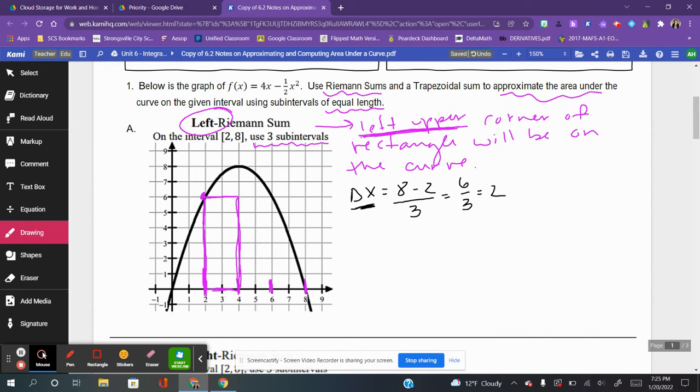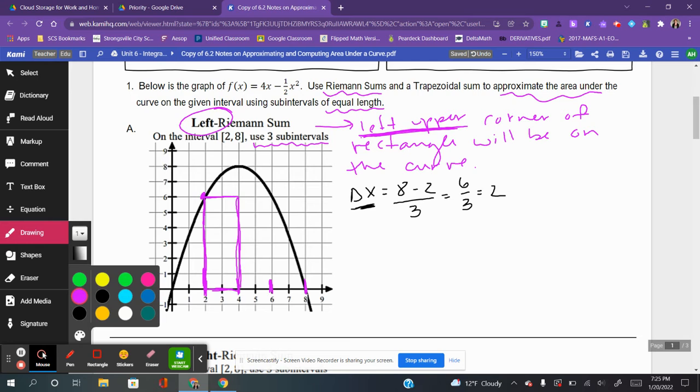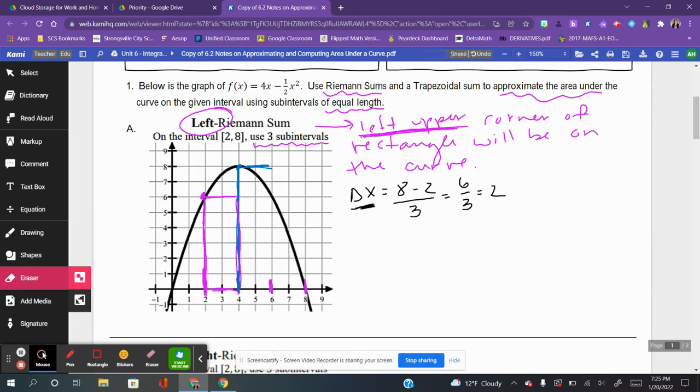Okay. All right, I'm going to do the same thing again. Get a different color in here. I'm going to start at my next subinterval, and I'm going to draw so that the left corner of that rectangle is touching my curve. And I'm going to finish out that rectangle so that it has a width of 2. Okay.